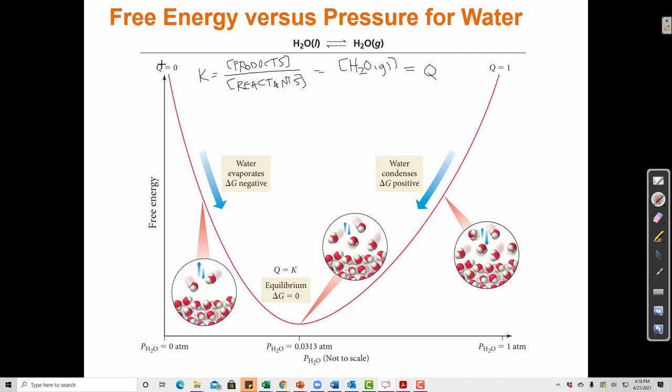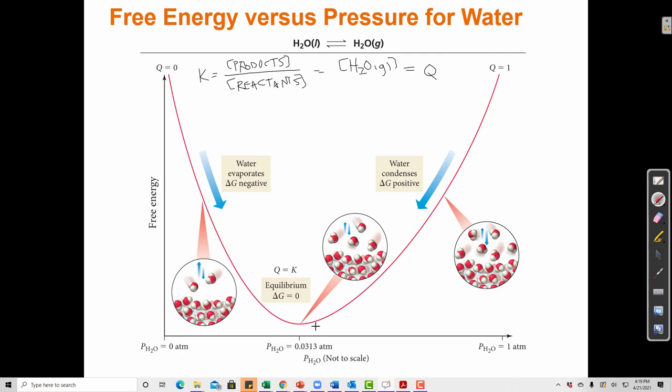So I start here with 100% liquid and no gas. As the reaction moves forward, I create some gas, and then finally I reach equilibrium, at which point I have 0.0313 atmospheres of gas, and the rest is liquid. Conversely, if I start with Q equals 1, that means I have 100% gas, or one atmosphere of gas, and the amount of liquid is inconsequential because it doesn't appear in the equilibrium expression. But I will have, regardless, one atmosphere of gas. In that case, my ball's over here. I have too much gas, the gas is going to condense until we finally get to equilibrium, at which point Q equals K, and the reaction stops moving.